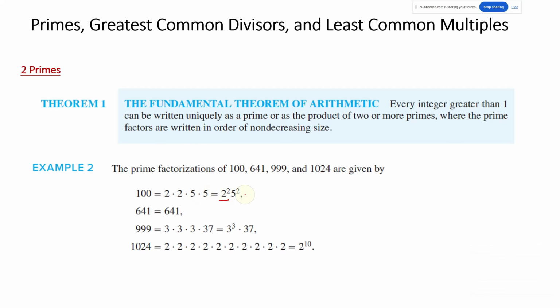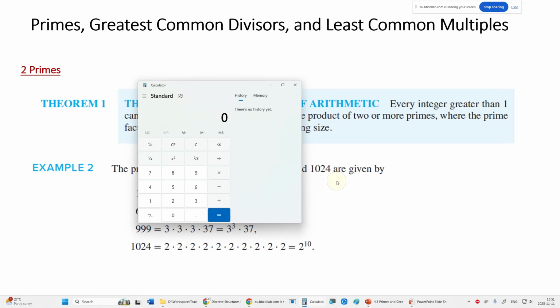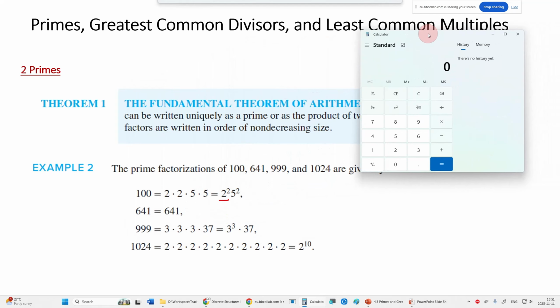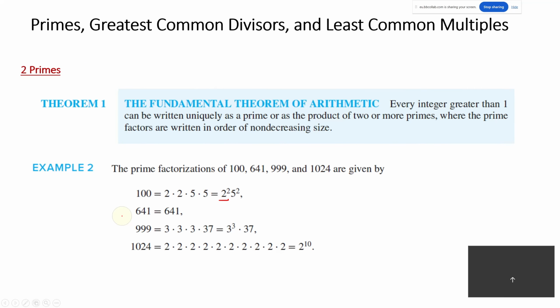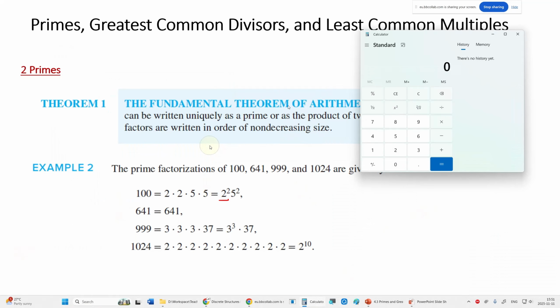Just out of curiosity, let's try it. I'm going to test it with 999. What's the square root of it? It's going to be 31.60 or something. Because we're talking about integers, I'm pretty sure that it's going to be less than or equal to 31. That's the biggest. Is it?